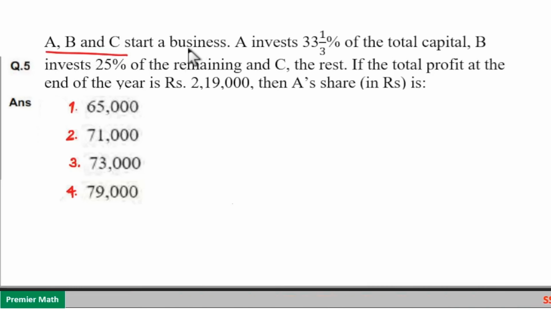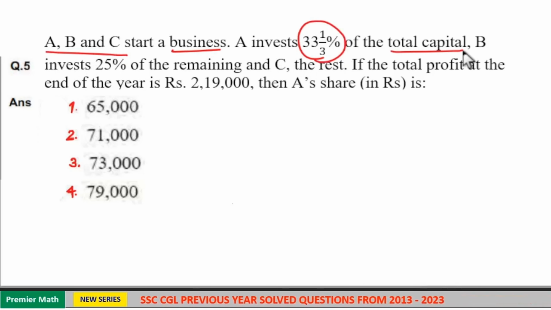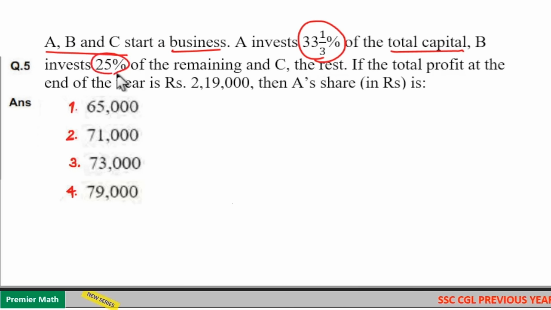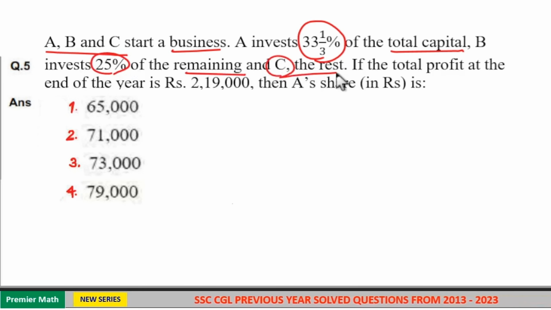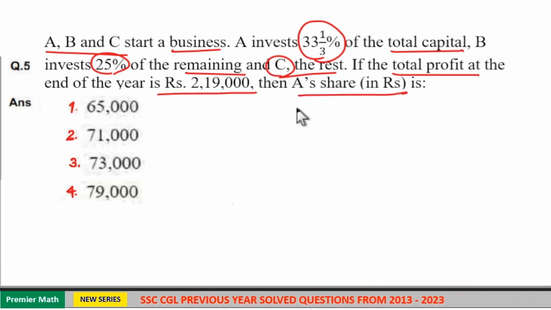A, B and C start a business. A invests 33 and 1/3% of the total capital. B invests 25% of the remaining and C the rest. If the total profit at the end of the year is rupees 2,19,000, then A's share is. Here we have to find out what is A's share.